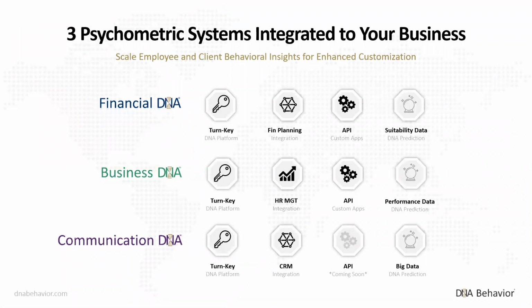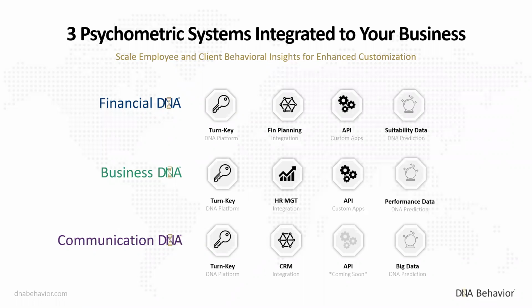So these are the three tools that we had just discussed: financial DNA, business DNA, and communication DNA. All three of those tools offer turnkey platforms that you can buy off the website. Again, I recommend if you're not familiar with our tools, that's a great way to get started, and you can stop that platform and switch over to the DNA API at any point.